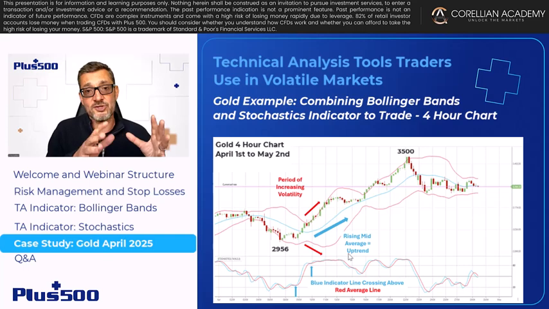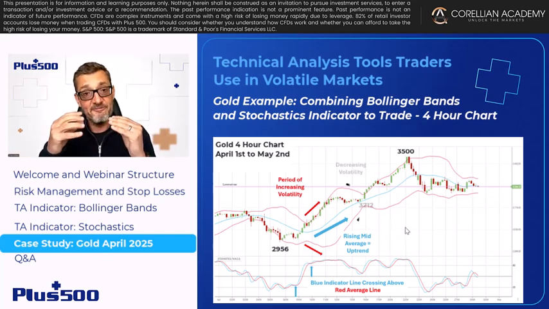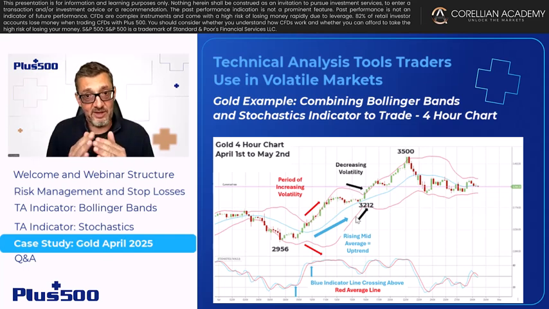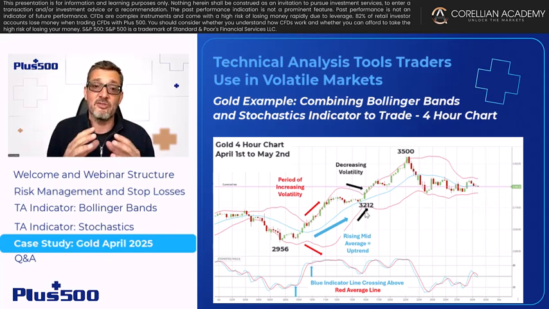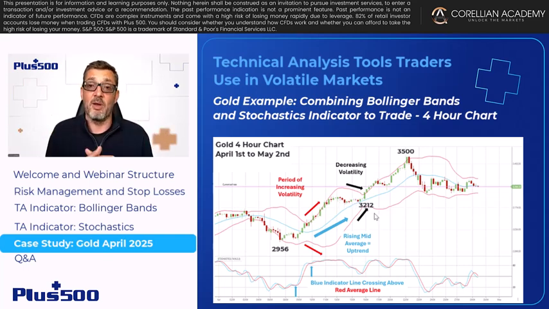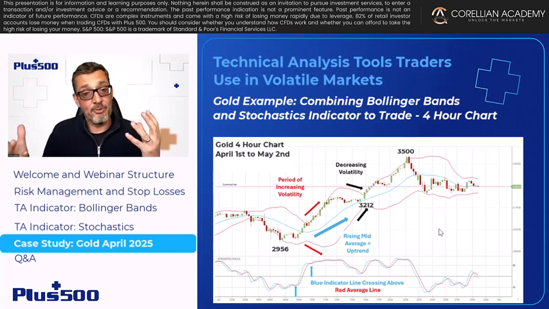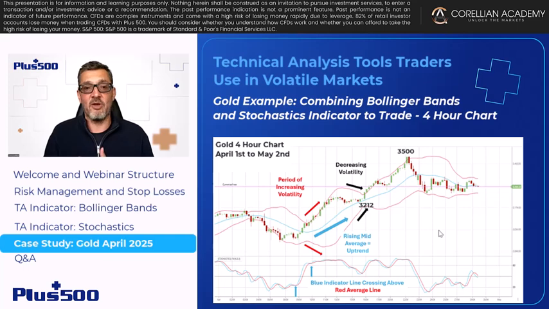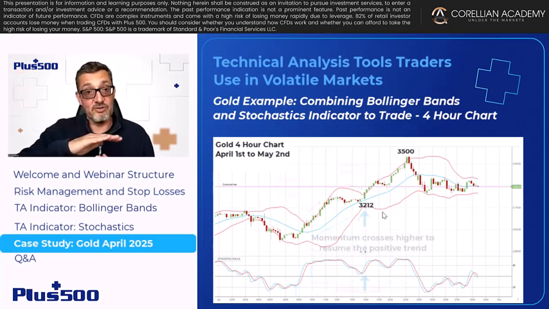Once long, I'm then watching for if and when Bollinger Bands start to contract, which informs me that volatility is decreasing and that the gold price may be entering a period of consolidation. It is at this point that I can decide whether to consider closing my long gold CFD position and prepare for my next trade.